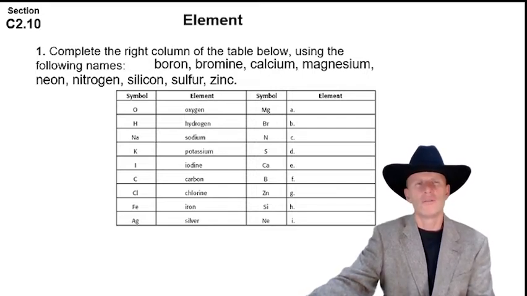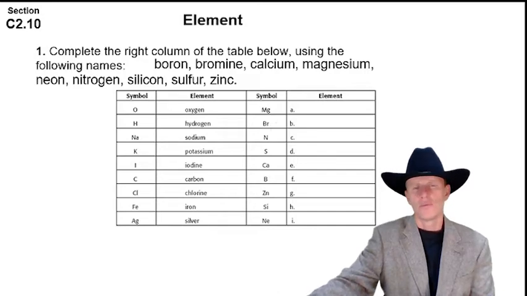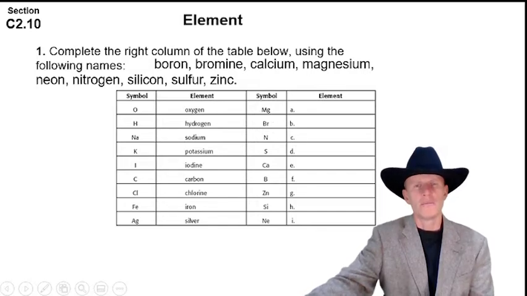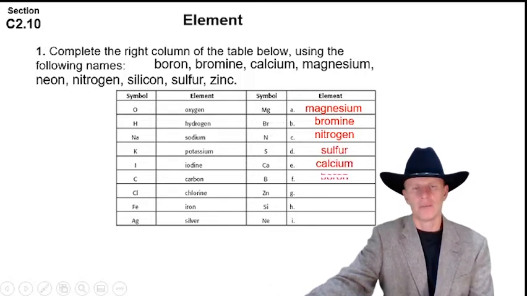What is important about knowing the symbols is that scientists from all over the world are able to communicate no matter what language they speak. You could probably fill in the rest of this table with the elements' names by just looking at the first couple letters. Mg would be magnesium. Br would be bromine. N would be nitrogen, and S sulfur. Ca would be calcium. B would be boron. Zinc would be Zn. Si would be silicon, and Ne would be neon.